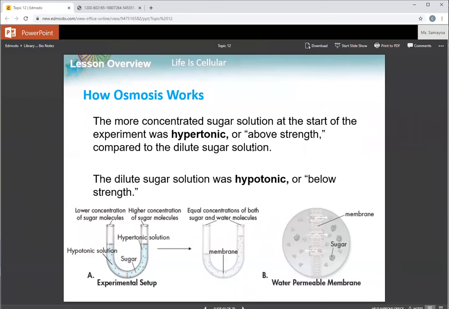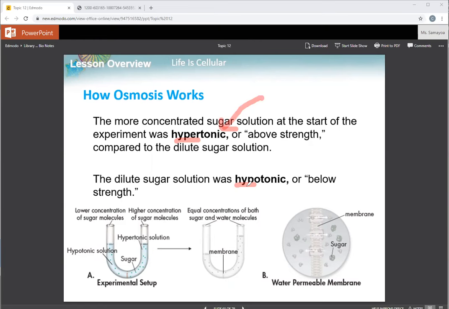So if I have a lot of sugar, let me see if I can get the drawing tool. All right. All right, so first, hypo, below, hyper. If I gave you guys a lot of sugar, you would be hypertonic. You would be super excited.